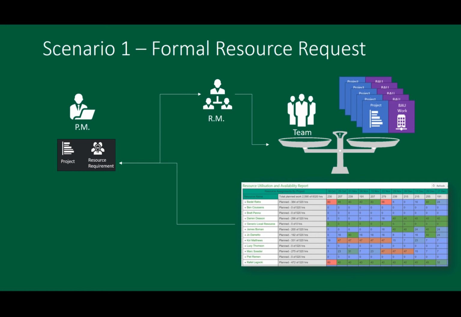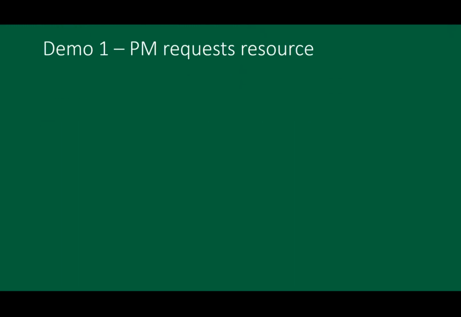Once the resource manager then knows whether he can approve that resource, that's the point in time where the resource manager can accept and approve that request, and the project manager then of course gets that information in their project. And really that is that formal resource request that I would like to go through. Now, in my first demonstration, I'm going to show you exactly that.